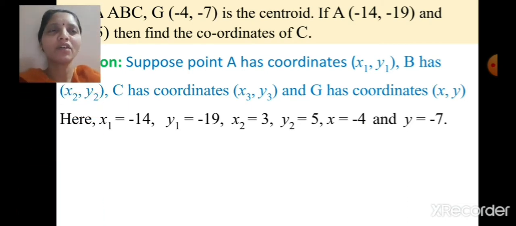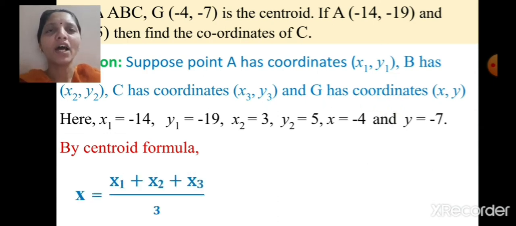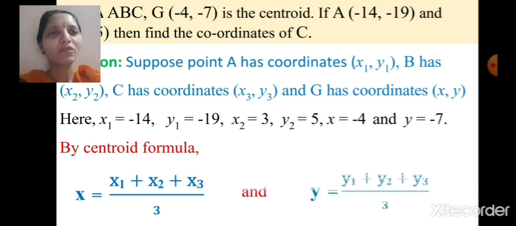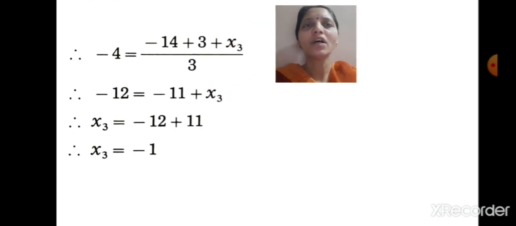So let's substitute here. First let's write down by centroid formula because we have coordinates of centroid. So by centroid formula, x is equal to x1 plus x2 plus x3 upon 3. And what is the y coordinate here? Yes, y1 plus y2 plus y3 upon 3. Now let's substitute the values in this formula. What you will get? x is equal to, now x value we know -4, that is equal to x1 is -14 plus x2 is 3 plus x3 upon 3.